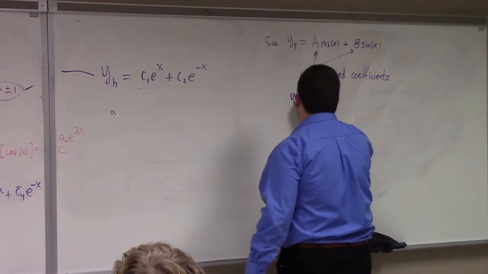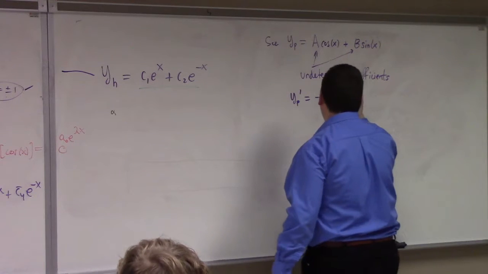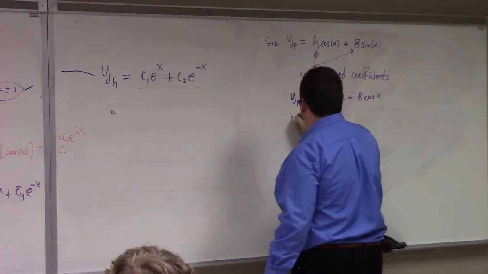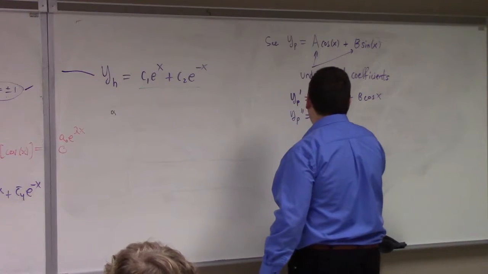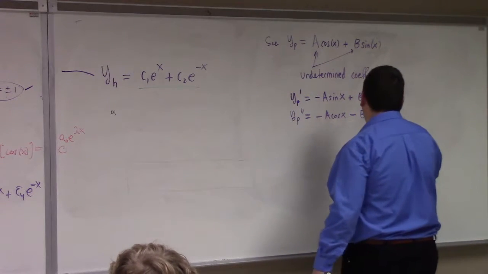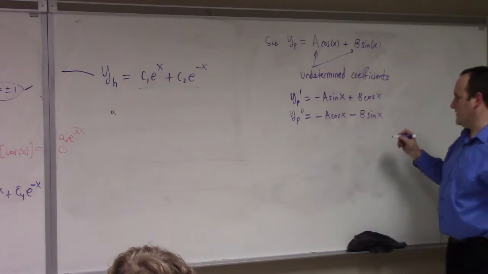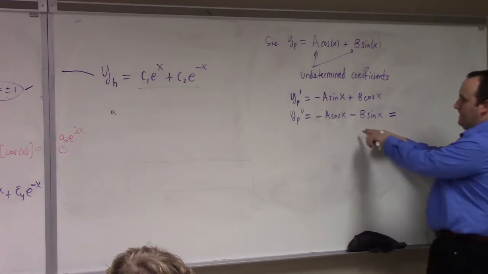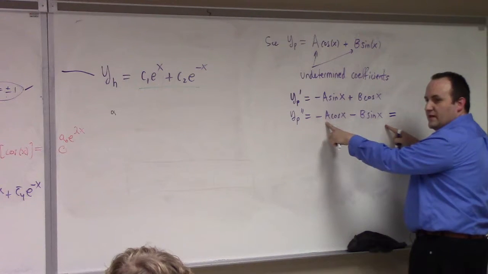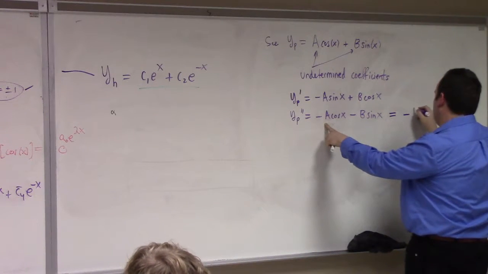Okay, so we calculate yp prime, which is what? Minus a sine x plus b cosine x. We calculate yp prime prime. We get minus a cosine x minus b sine x, right? Can you think of a way to write that in a more lazy way? What is this? This is minus a cosine x minus b sine x, which is exactly minus yp itself, right?